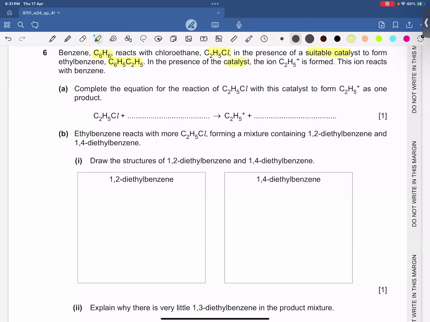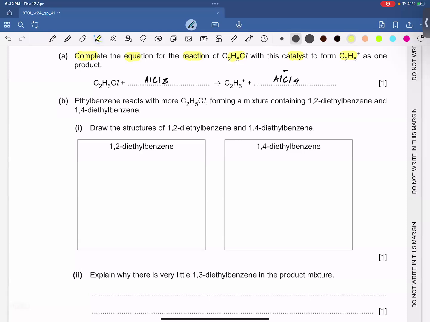In the presence of a catalyst, ethyl ion is formed, which will serve as an electrophile and which reacts with the benzene ring. So we need to determine how that electrophile is formed. So it's basically AlCl3. Okay. And as a result, you will get AlCl4 negative.